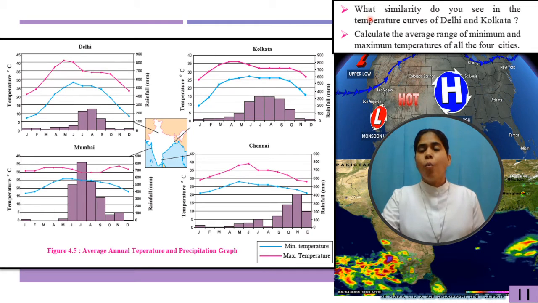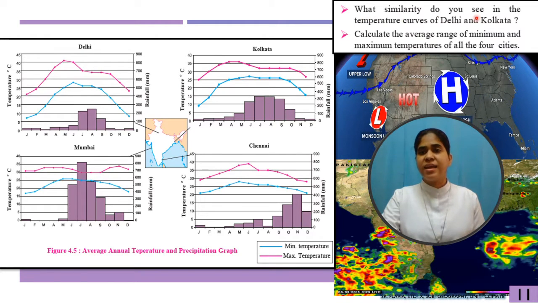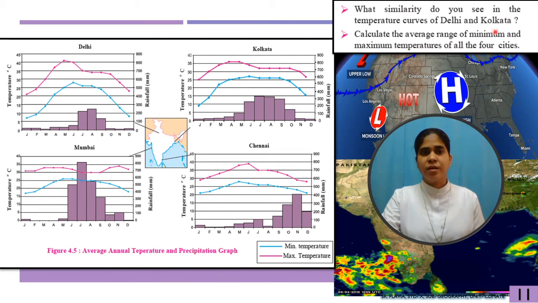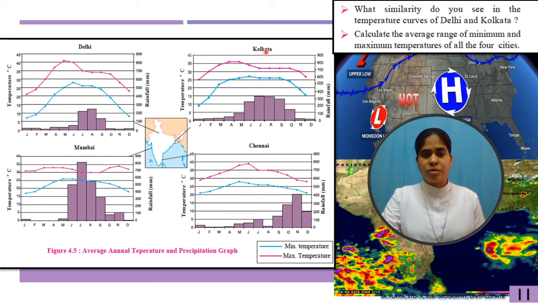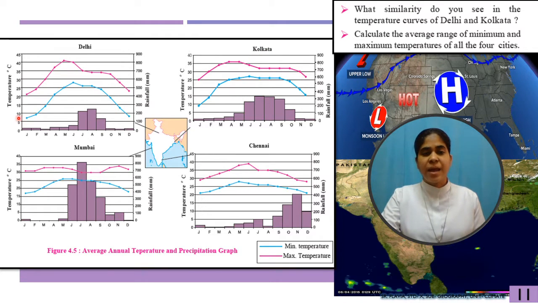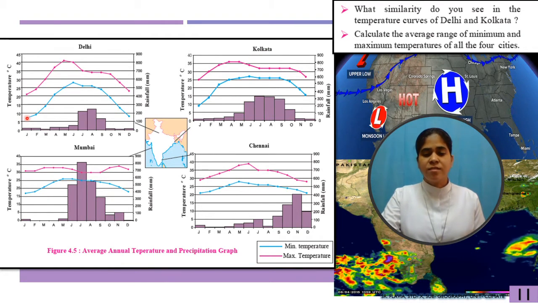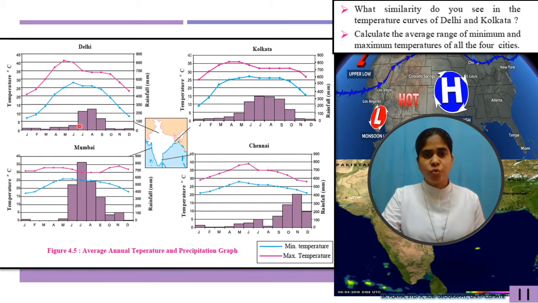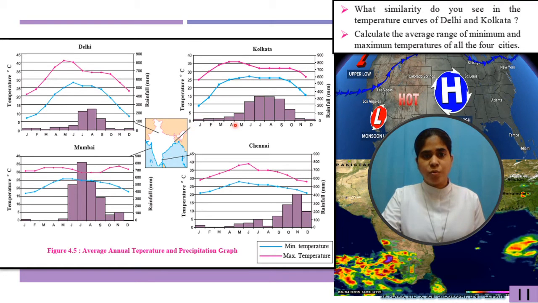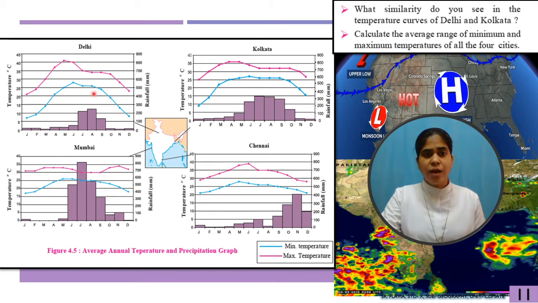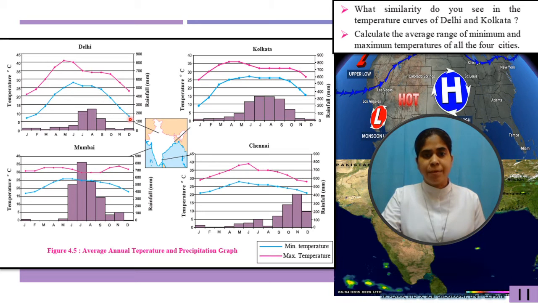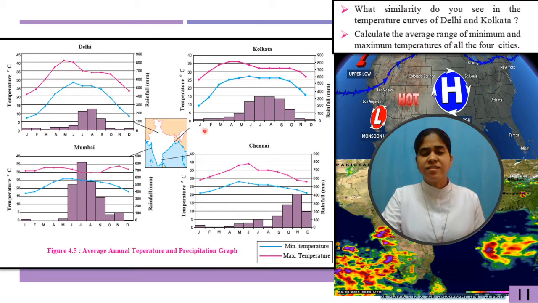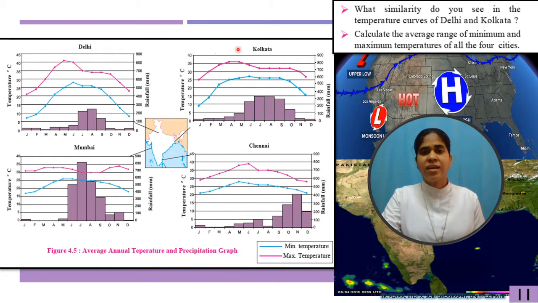Next question. What similarity do you see in the temperature curves of Delhi and Kolkata? Now look at Delhi and Kolkata. If you see, the temperature curves in both the cities are constantly rising from January till June. And the curves are decreasing from August till December. So these are the similarities between Delhi and Kolkata.